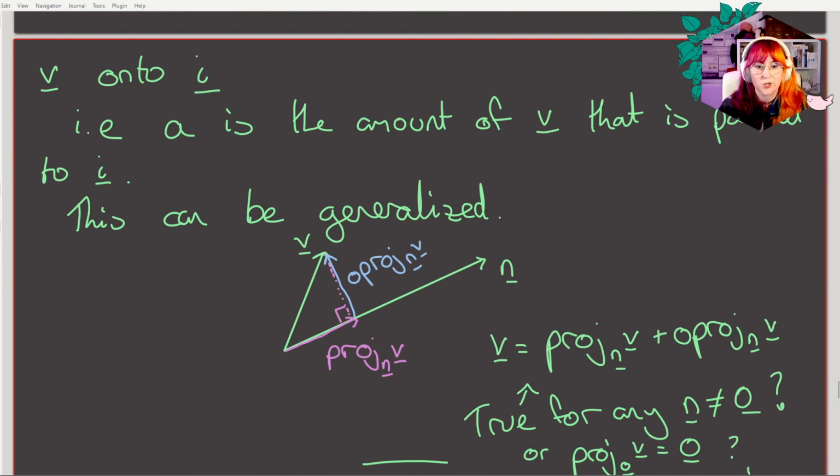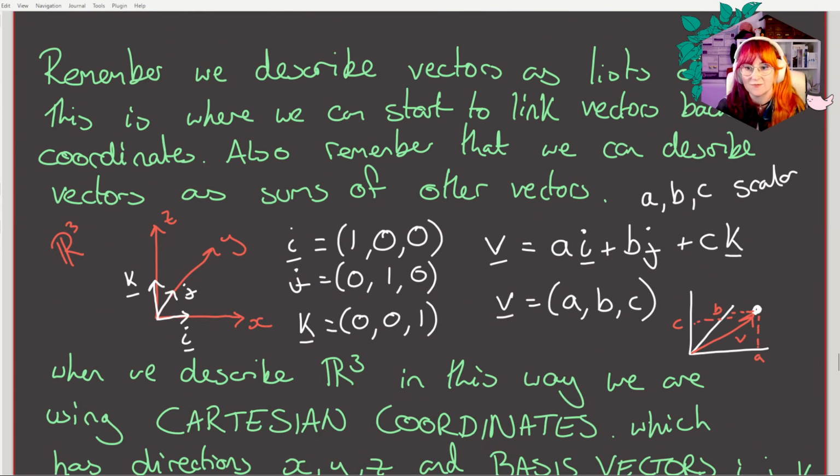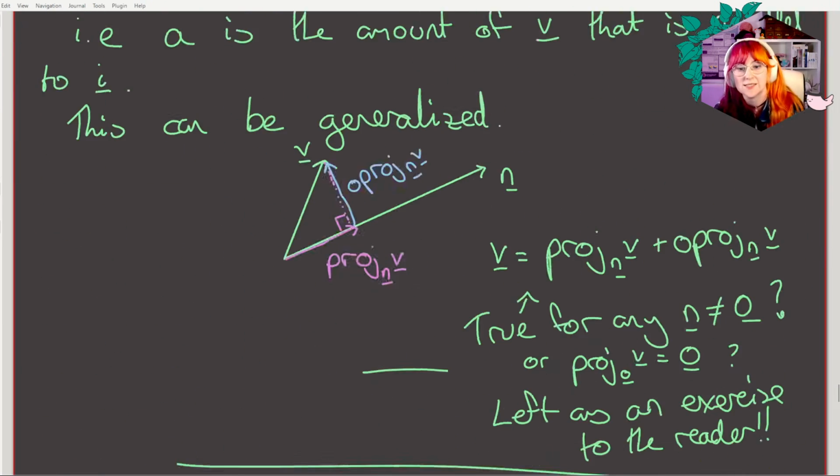We briefly introduce projections of vectors. So we say the amount a vector is pointing in a given direction for another vector. And that's where this i, j, k comes in. A is the projection of v on i in this definition that we have of v as a, b, c here.